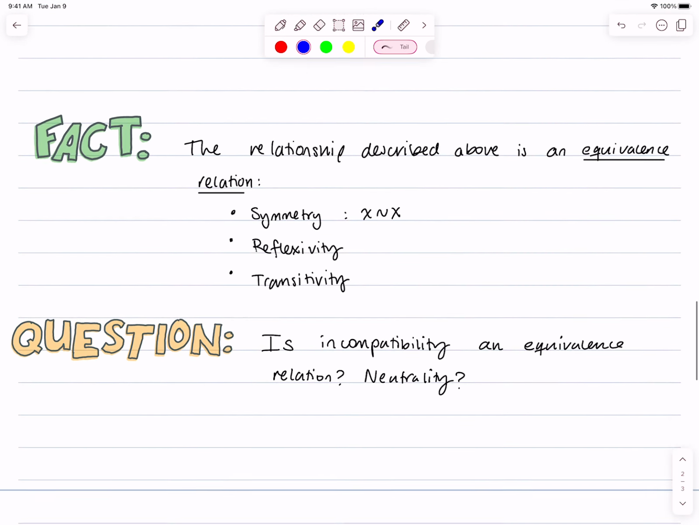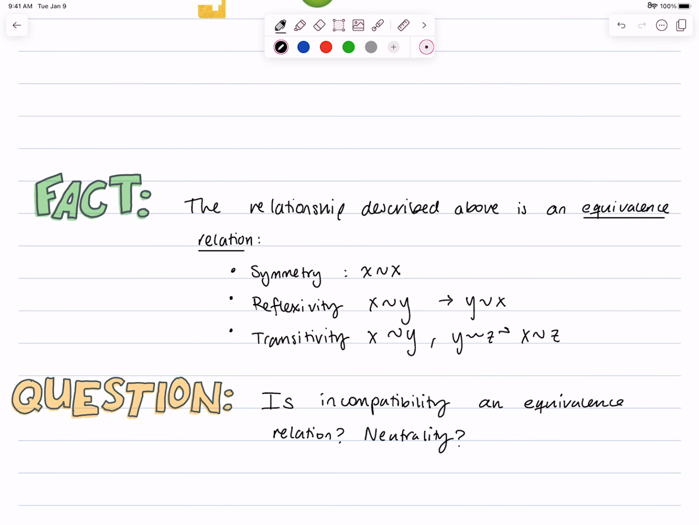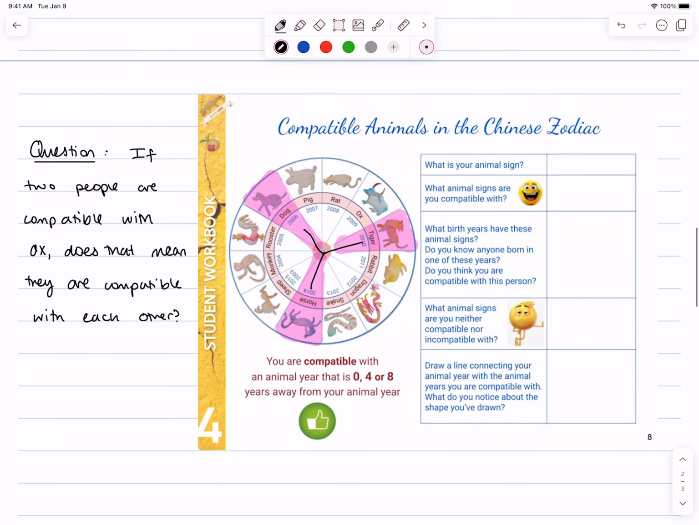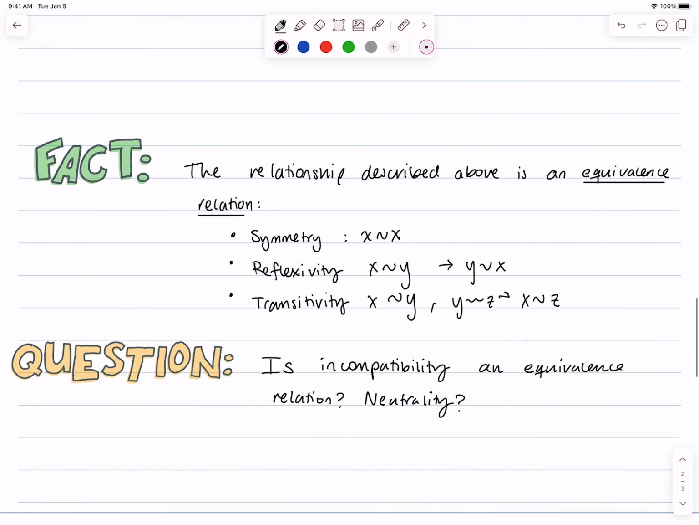Okay. I would not use this formal language with your students. I wouldn't use the idea of symmetry, reflexivity, or transitivity. They're really way too technical. So I would encourage using informal language, just like asking the questions like I did above, right? Is tiger compatible with tiger? If two people are compatible with ox, does that mean they're compatible with each other? Really work in that idea rather than looking at just this formal language.